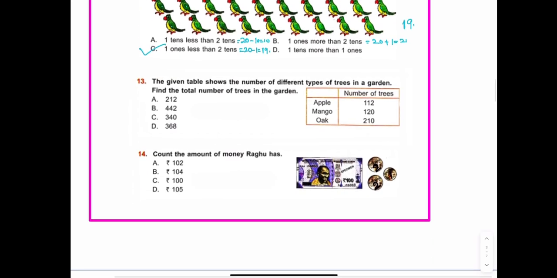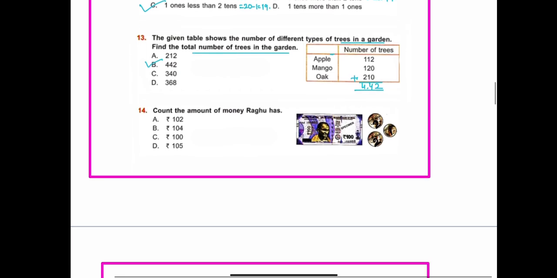13th question, the given table shows the number of different types of trees in a garden. Find the total number of trees in the garden. So these are the trees and these are the numbers. So just calculate, add these values. So we will get 2 and 4 and 4. So 442, that is the option B.